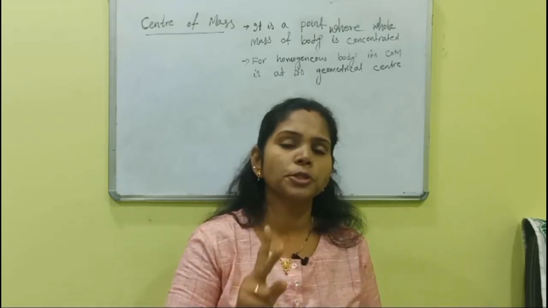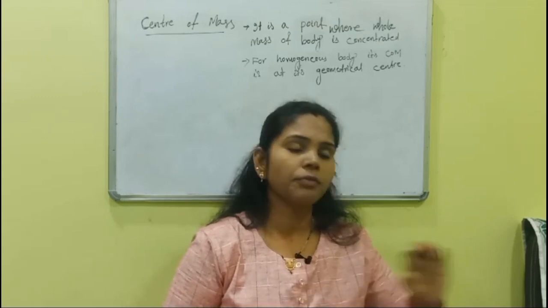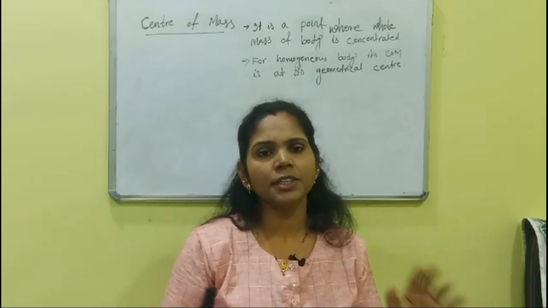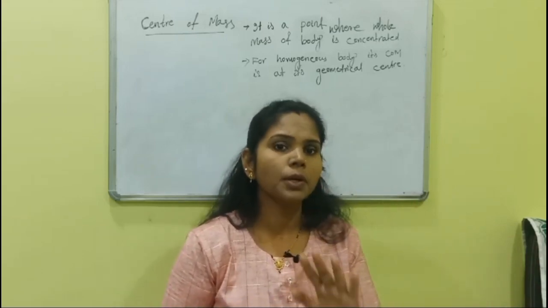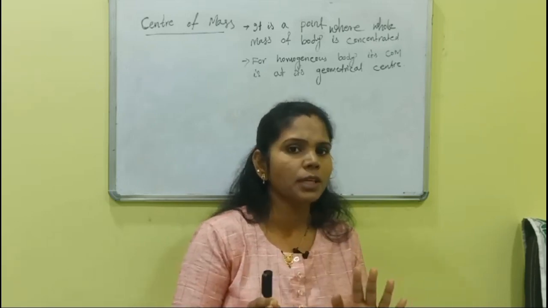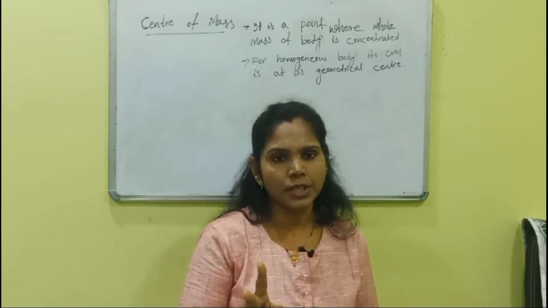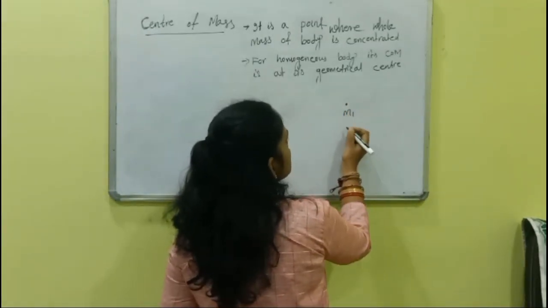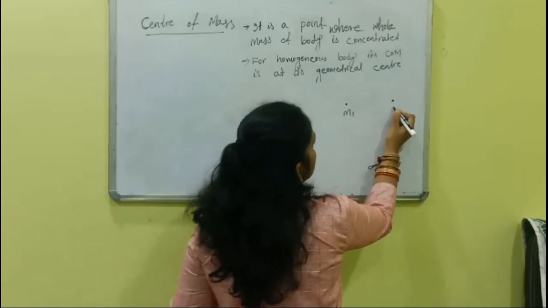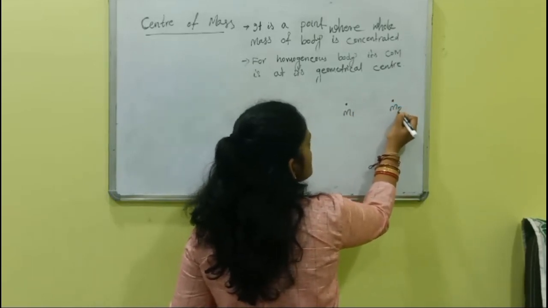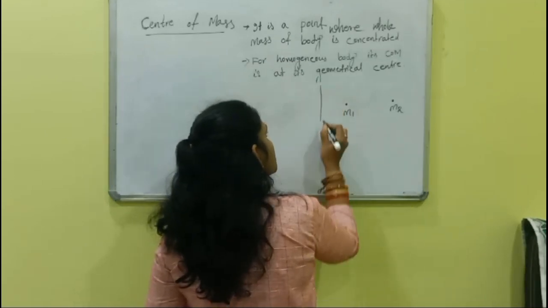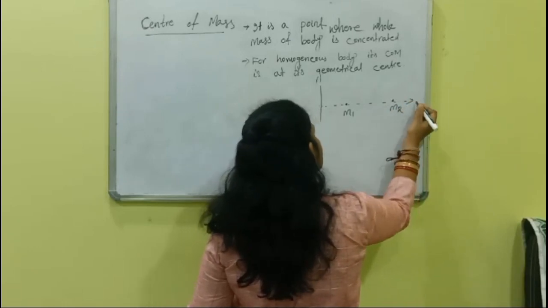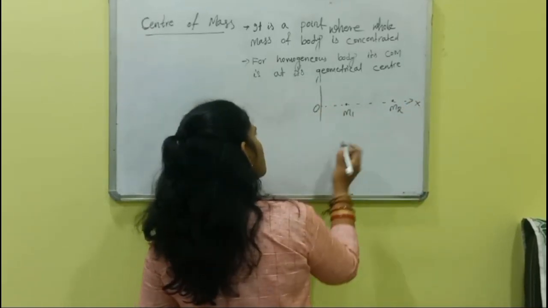Let's assume only two particles are there in a particular coordinate system. For any extended body it is not like that only two particles are there, but for simplicity, to find a formula, let's assume only two particles. The first one is of mass m1, another one is of mass m2. Let's take this as the x-axis. This one is the origin.